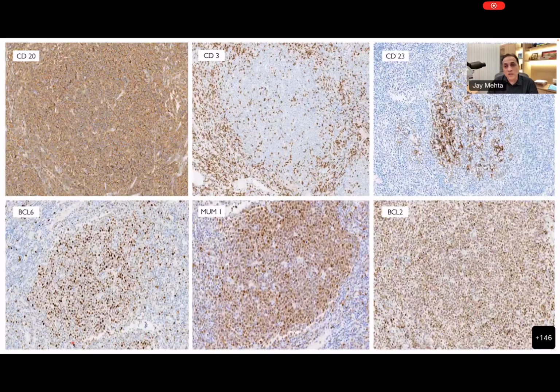When it's 3B, the CD10 usually is negative. CD20 obviously will be positive. BCL6 and MUM1 start to get positive when it becomes 3B. This is BCL2, which by definition you should be getting in a follicular lymphoma.